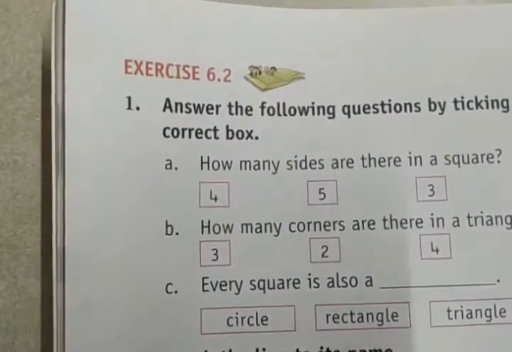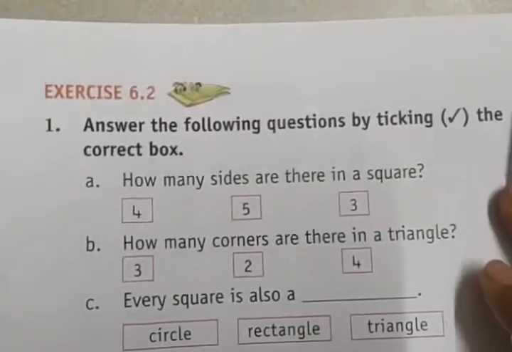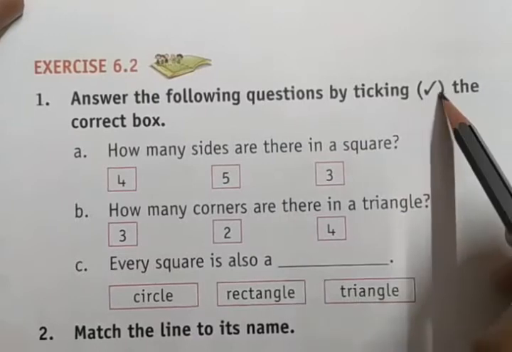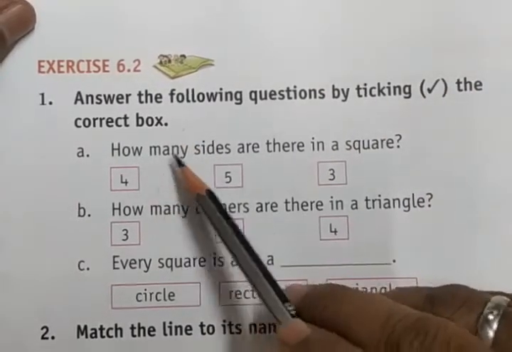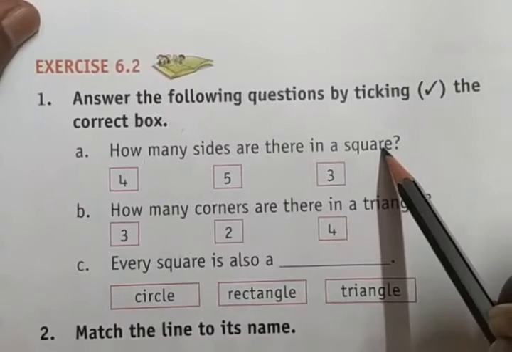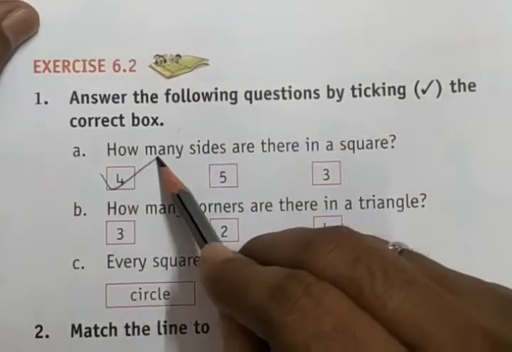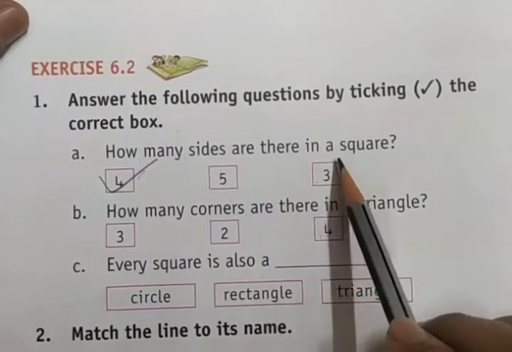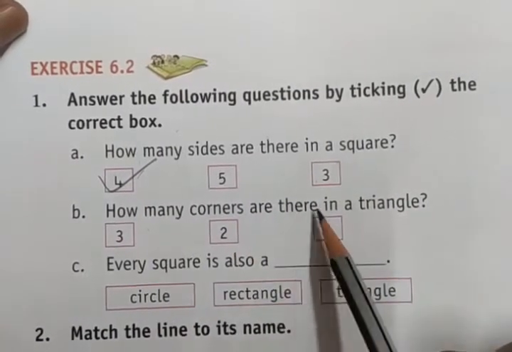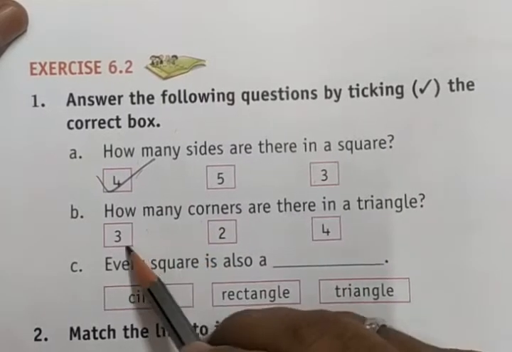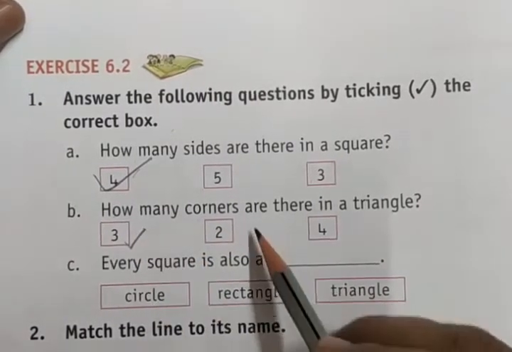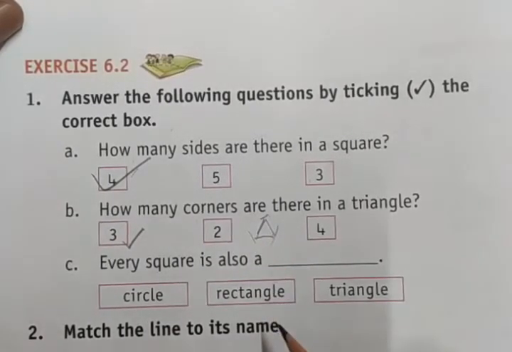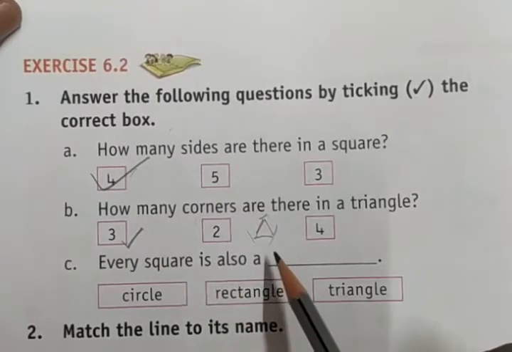Then let us work with it. Exercise number 6.2. Answer the following questions by ticking the correct box. How many sides are there in a square? In a square, there are 4 sides, not 5 or 3. How many corners are there in a triangle? In a triangle, there are 3 corners. It has 1, 2, 3 sides. 3 corners, 3 sides.